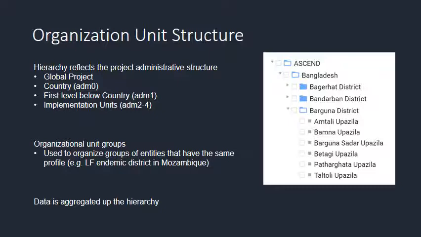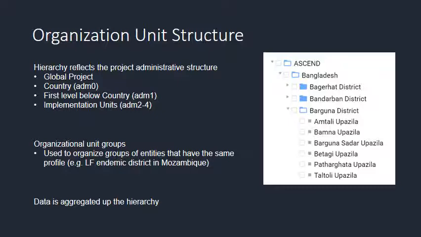Now in the organization unit structure, you can also create groups. These are artificial units, they're not real existing org units, but they group different org units into one group. So they can be used to organize a group of entities that have the same profile. For example, all the IUs which are endemic for LF in Mozambique could be combined into one organizational unit group. So within this hierarchy, you will see that data can be aggregated up.